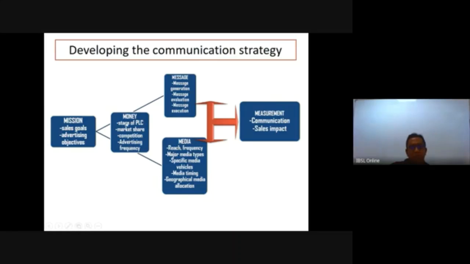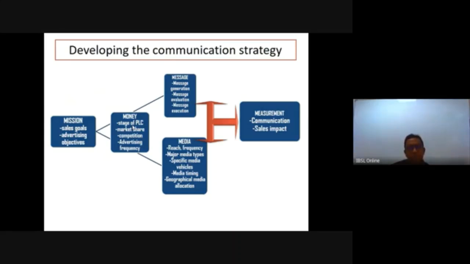So you have to look at when you spend money: the stage of the PLC, market share, competition, and the advertising frequency. Depending on these, you have to spend money. For example, if the stage of the life cycle is the introduction level, you'll definitely have to put a lot of money, because product awareness has to be increased as much as possible at the introductory level. Otherwise, people won't know. And if the market share is smaller, to get a bigger market share, you need bigger budgets.